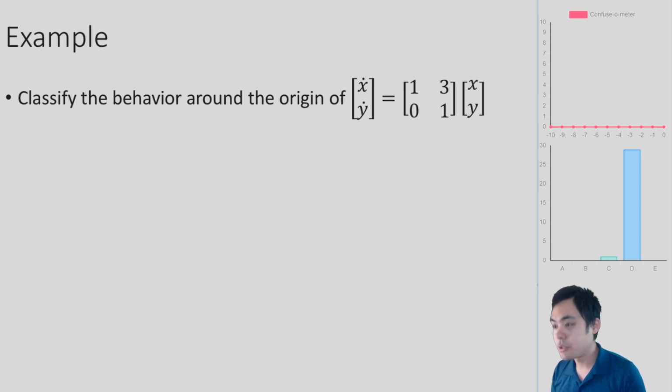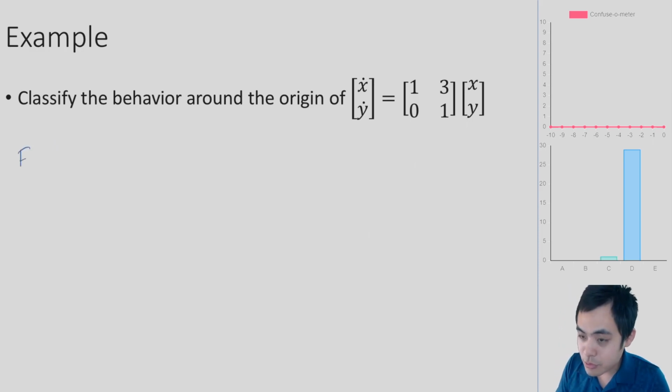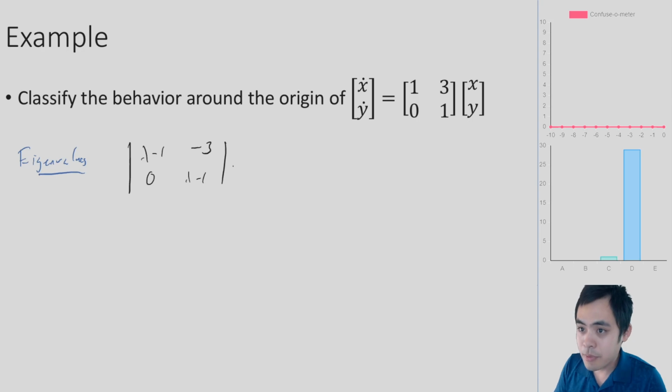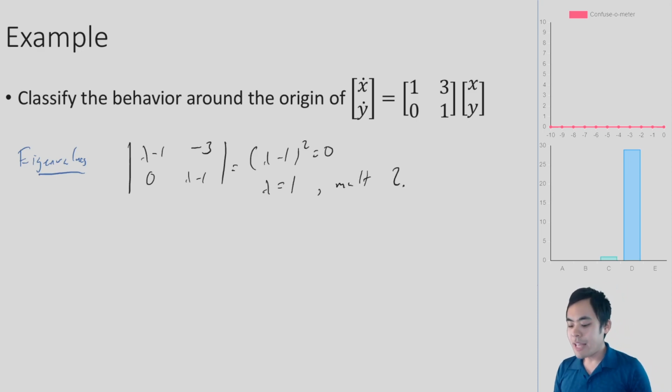And let's do another one. Again, all we have to do here is compute the eigenvalues. So it's going to be the determinant of [lambda minus 1, minus 3; 0, lambda minus 1], which is lambda minus 1 squared equal to 0. So lambda is equal to 1 with multiplicity 2. That by itself is enough to tell you that this is an unstable node.